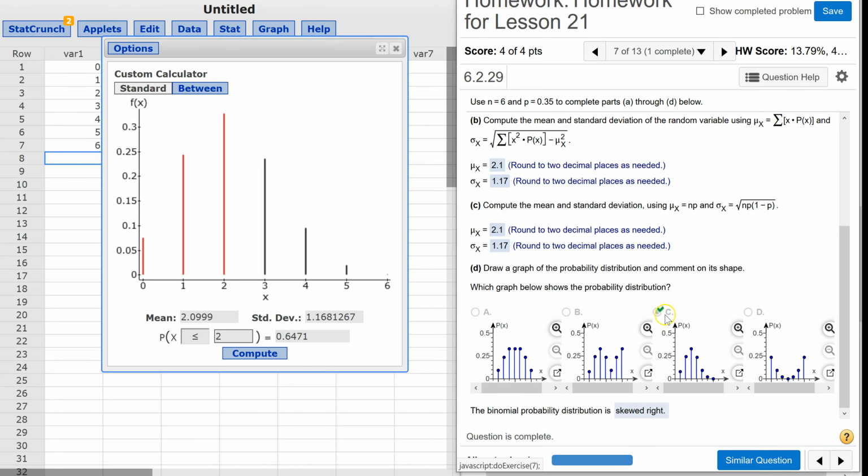Next, I selected C since it matched the bar graph in StatCrunch on the left. This particular picture looks like it's almost symmetric, but we'll notice that there are some extra values on the right side, so this is a right skewed graph.